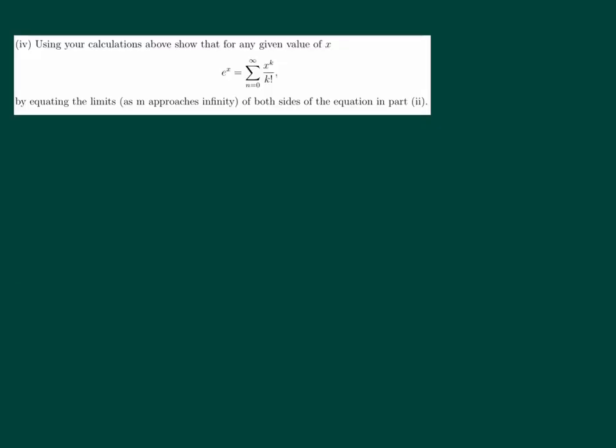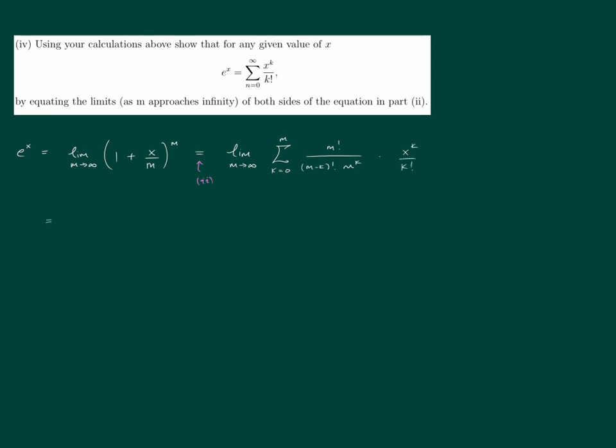Now let's group all this information together, parts 1, 2, and 3, to solve part 4. So in part 1, we showed that e to the x was equal to this limit, which we expanded using the binomial theorem in part 2, to give us this limit of the sum of m factorial over (m minus k) factorial m to the k times x to the k over k factorial.